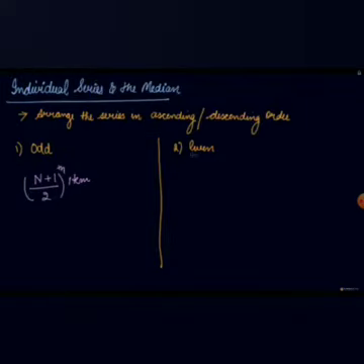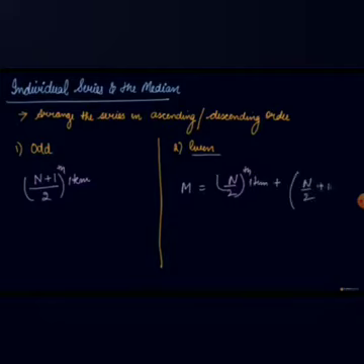But when it's even, it is very difficult to find the middle value, which divides the series into two equal parts. In that case, what do you do? You calculate the median, that is M, using the (n by 2)th item plus the (n divided by 2 plus 1)th item, divided by 2.